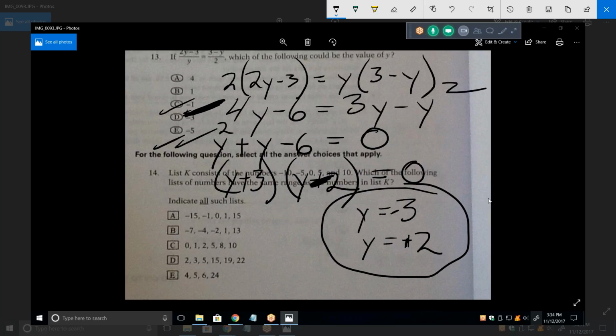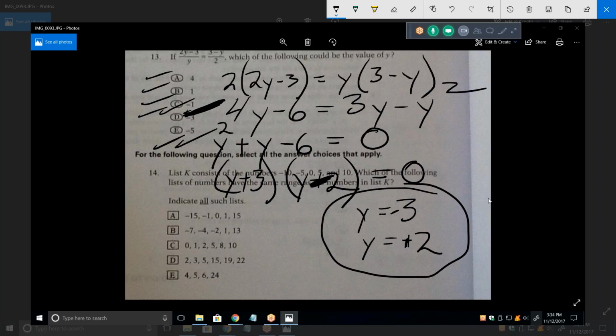Which way you use, I'm not sure what's harder. We had to plug in 4 a bunch of times to figure out that it didn't work. 1 didn't work. -1 didn't work. We finally found D that worked. And once you find that it works, you're 100% sure of it. There's no way that minus 3 does not work. So if I had to go with my life, I would do it that way.